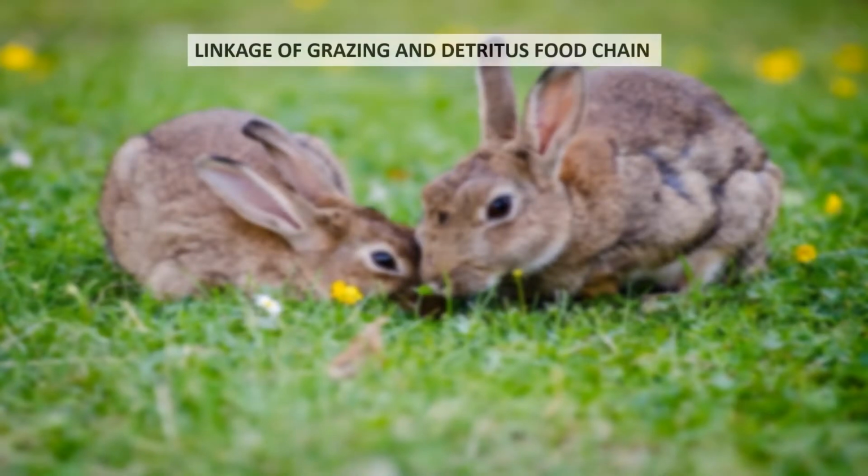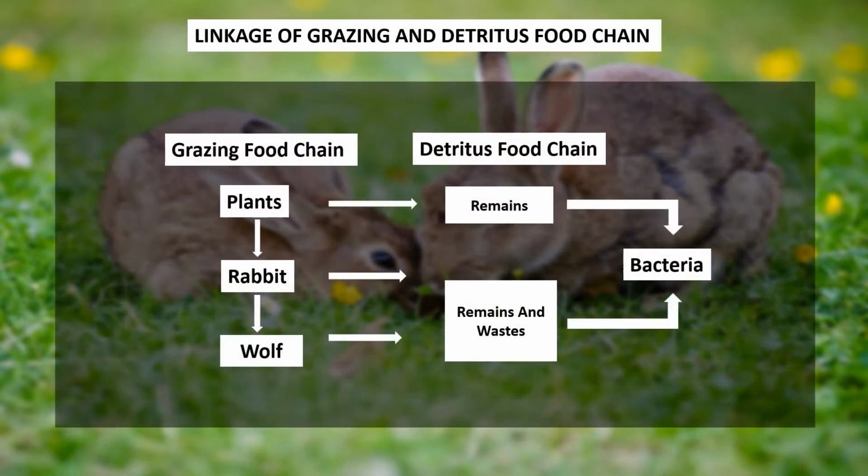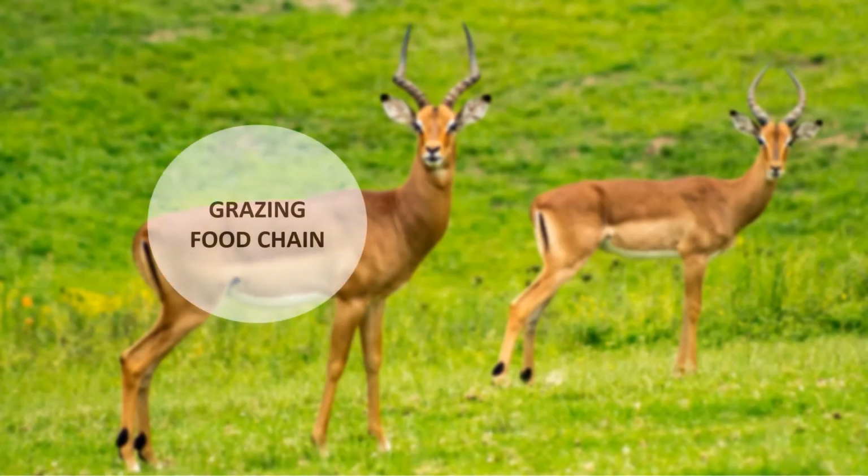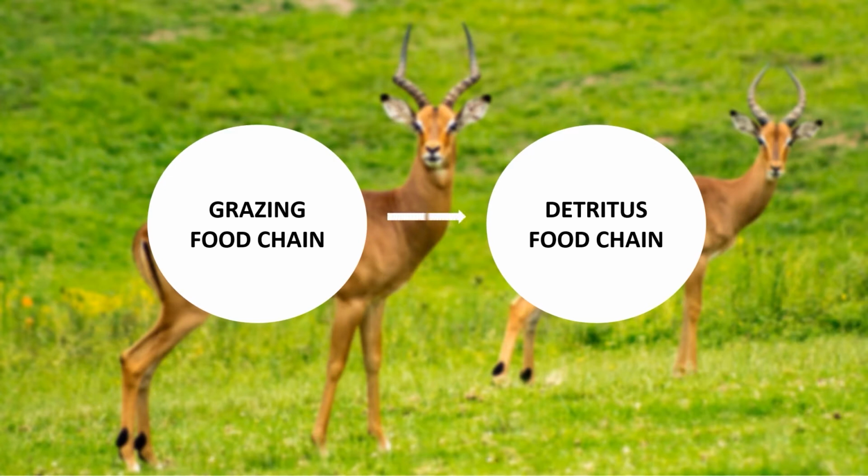There exists a chain in this whole flowchart. So a link exists between the detritus food chain and the grazing food chain. In the grazing food chain, as I had already shown in the previous chart, it starts with the plants, the plants are eaten by the rabbits, the rabbits are then eaten by the wolf. So the energy is derived right from the plants to the rabbits, then the wolf eats the rabbits and derives the energy from the rabbit.